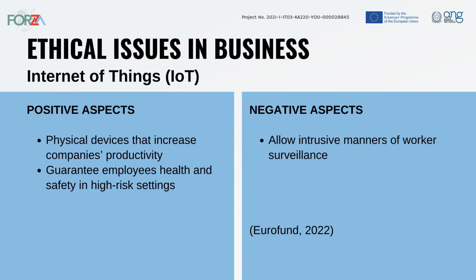On one side, Internet of Things wearables, for example, wristbands and microchips, have the power to guarantee employees' health by making them aware of the need for physical exercise and safety in high-risk settings by facilitating rapid responses to adverse situations, for instance. However, the increasing use of these devices brings together a dilemma regarding people's privacy, given that Internet of Things wearables often allow intrusive manners of worker surveillance.